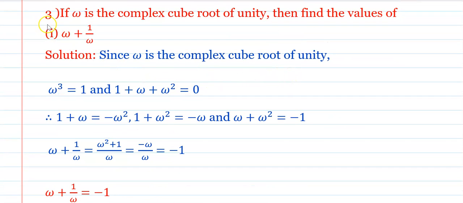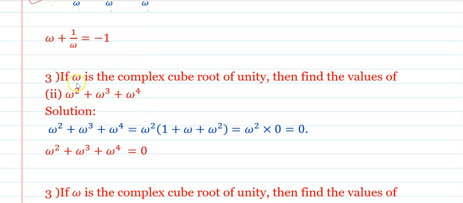Next, question number 3. If omega is a complex cube root of unity, then find the value of first, 1 plus 1 upon omega. Normal simplification. 1 plus 1 upon omega. We will start with this because we have completed all these formulas. 1 plus 1 upon omega. Multiply by omega, you will get omega plus 1, upon omega. But what is omega plus 1? Omega plus 1 is minus omega square, and hence minus omega square upon omega. You will get here minus omega, and hence the value of 1 plus 1 upon omega is minus 1.